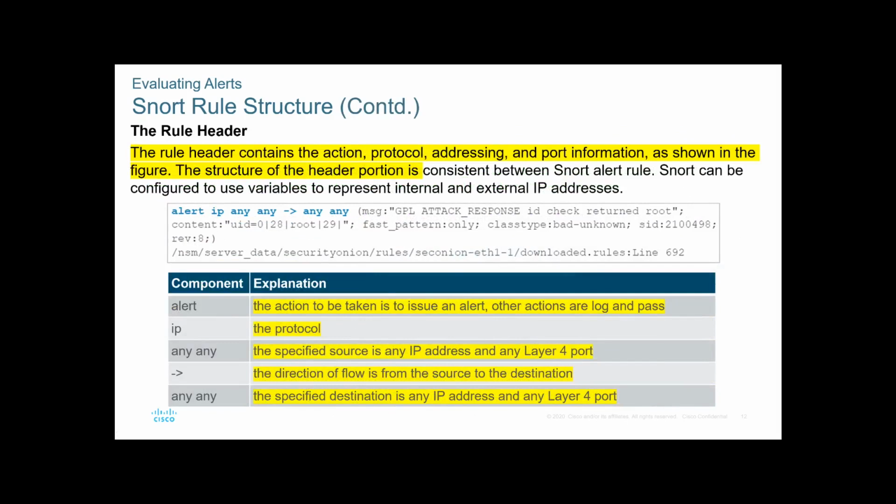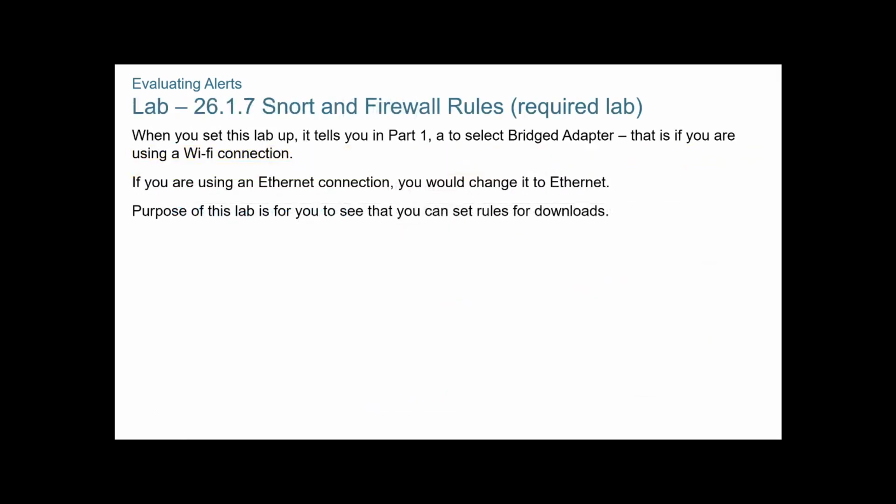So when you get to the lab in 26.1.7, I've got some directions here that you'll need to pay attention to. In part 1, it tells you to select bridge adapter when you go through the settings of your virtual machine and select Wi-Fi. If the machine you're using is not using Wi-Fi, like mine, I have an Ethernet connection here, so I'm hardwired, I had to change Wi-Fi to Ethernet, or you're not going to get any data.